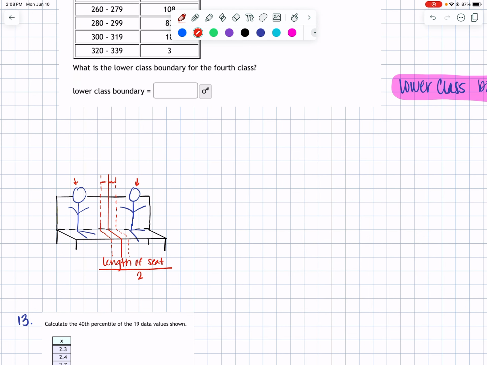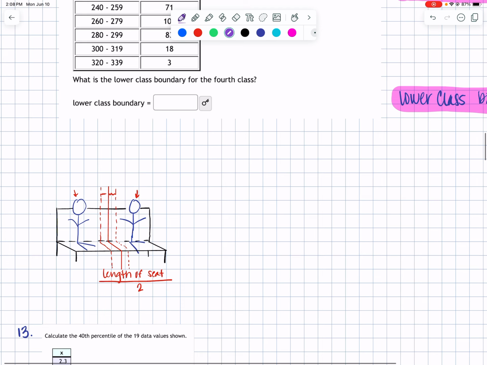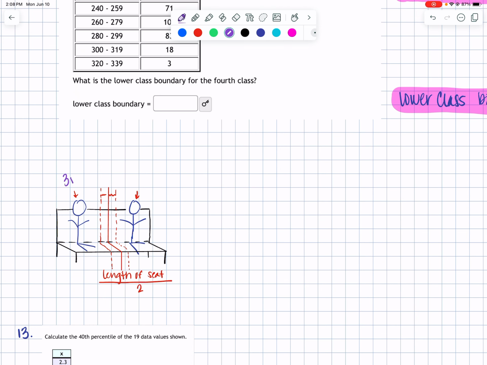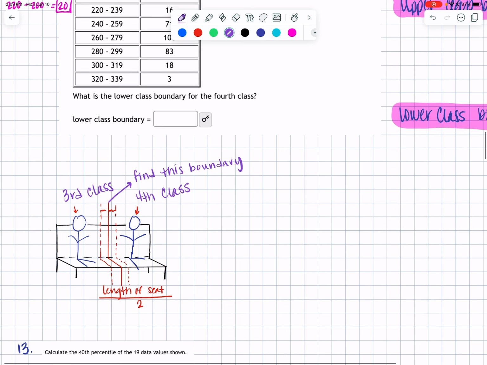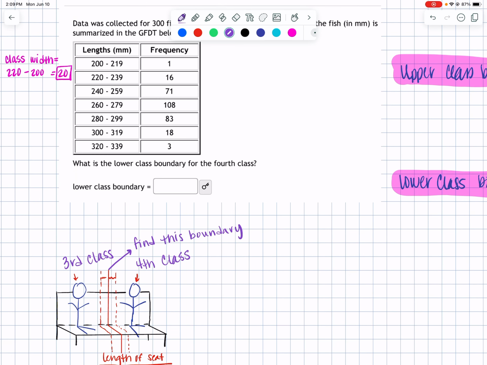So, think of this. What are we looking at? We're looking at the 4th class. So we're going to pretend that this is the 3rd class. And this is the 4th class. And we want to know exactly where this boundary is. So I'm going to pull some data for my 4th class. 1, 2, 3, 4. So here's my 4th class. Here's my 3rd class.